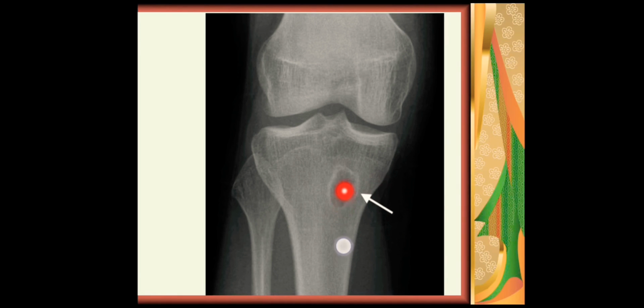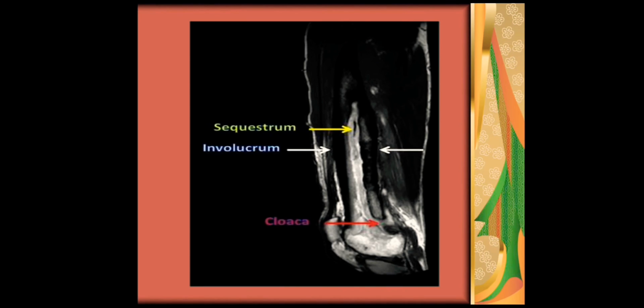Again, a radiological picture of an osteolytic lesion. Again, this is an image showing the sequestrum, which is a lytic lesion surrounded by reactive bone formation, which is isodense, and then there will be a draining sinus connecting to the skin or the soft tissues, that's called cloaca.